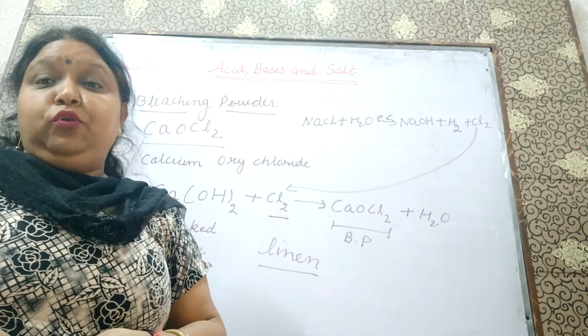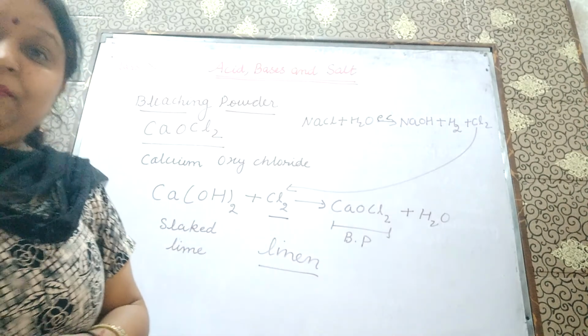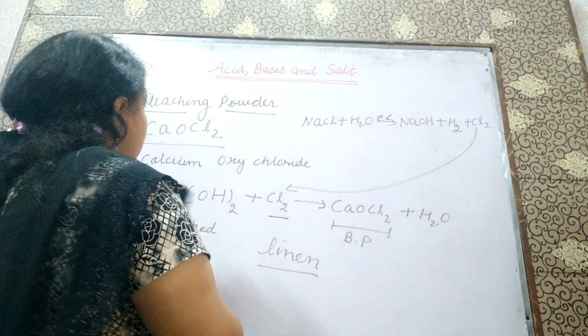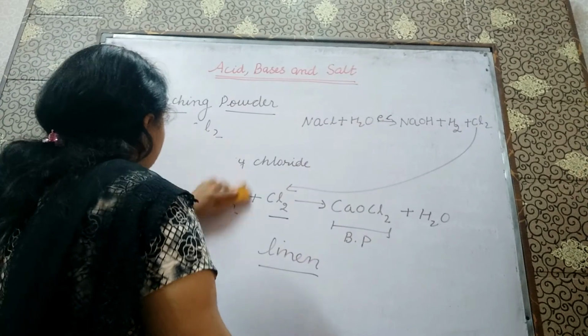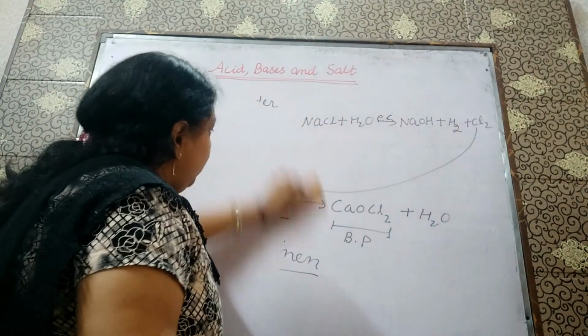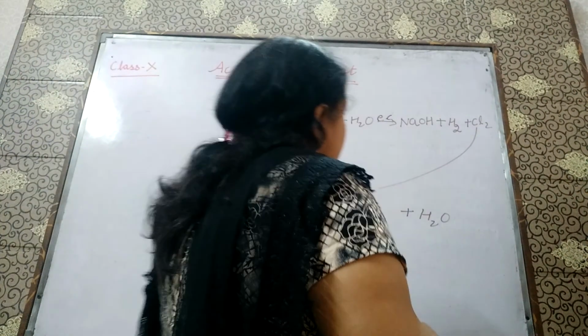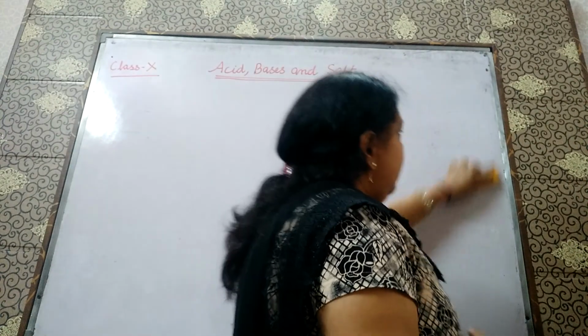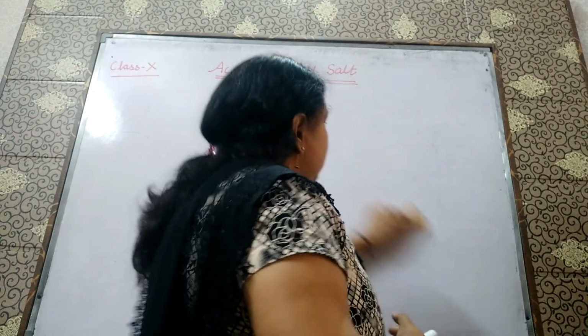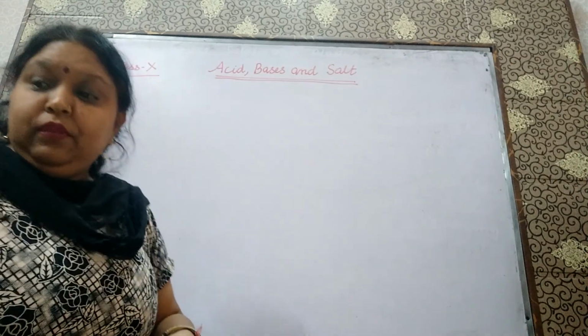Now we will start today baking soda. You must have heard the word baking soda. Can you tell the formula of baking soda? Baking soda is NaHCO3.